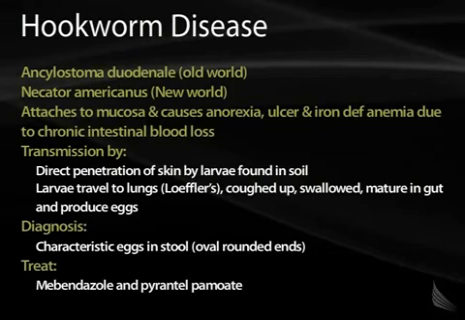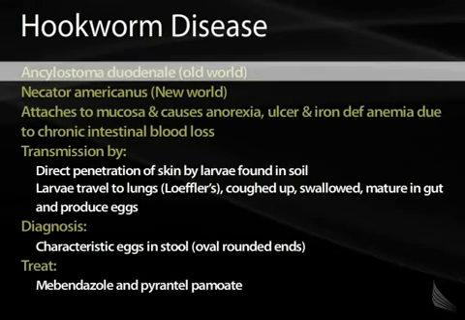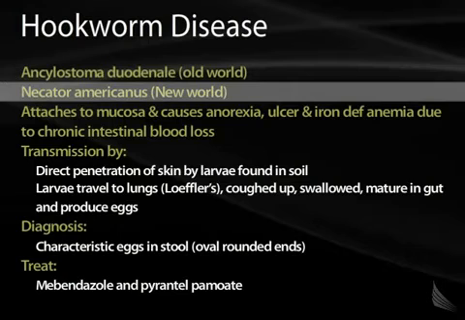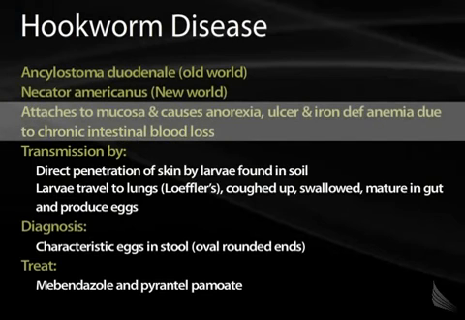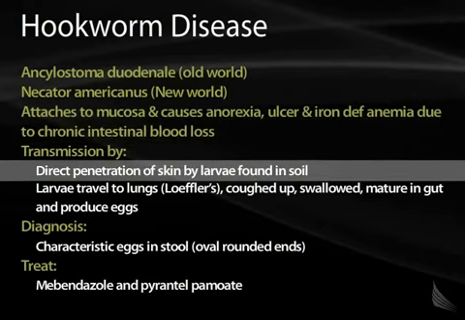Hookworm disease is different depending on where you live. If you're in the Old World, you have Ancylostoma duodenale, and if you're in the New World, you get Necator americanus. They've graced us with naming the worm after our country. This worm attaches to the mucosa and causes anorexia. It can cause an ulcer, and you get iron deficiency anemia due to blood loss from the intestine. It's transmitted by direct penetration of the skin by the larvae found in the soil.